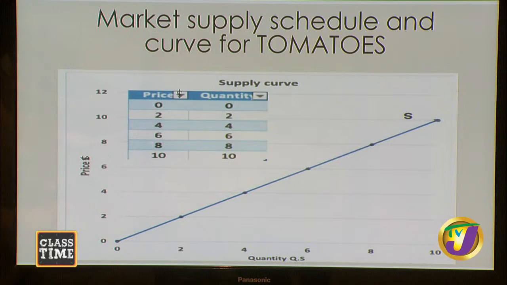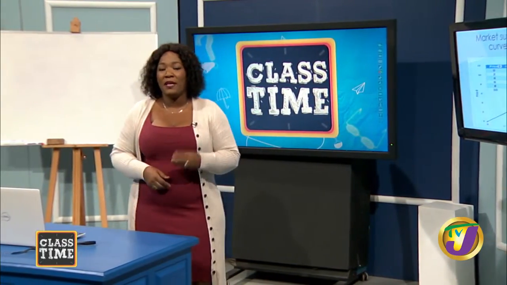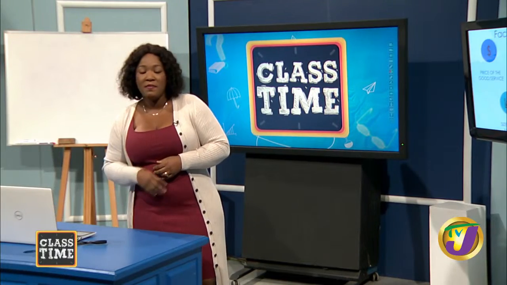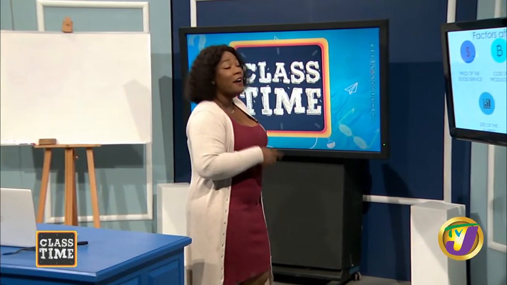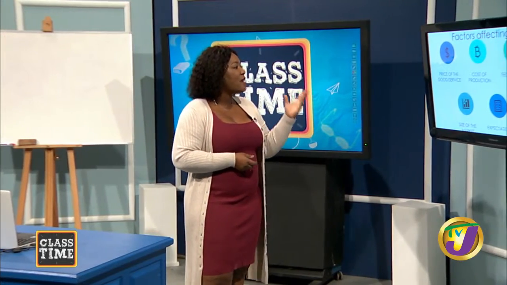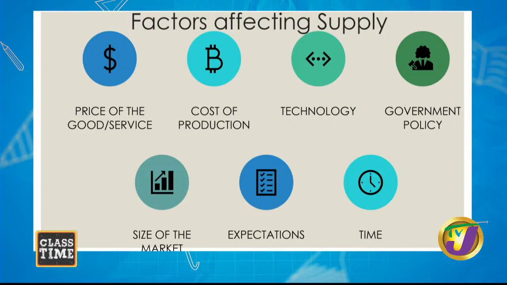So, as we looked at before, we identified factors that impacted demand. Now, what factors would actually impact the supply of items in our market space? Here are a few factors. We look at price of goods and services, cost of production, technology, government policy, size of the market, expectations, and time. Let's highlight a few.